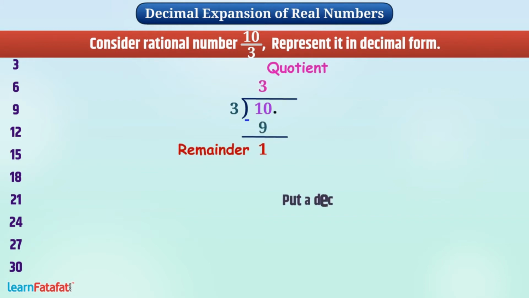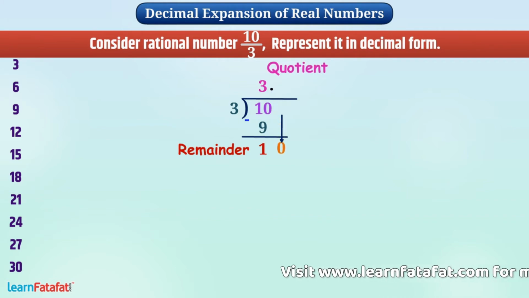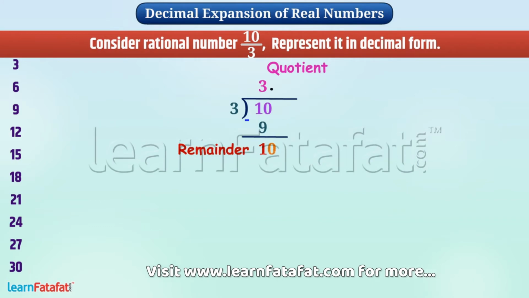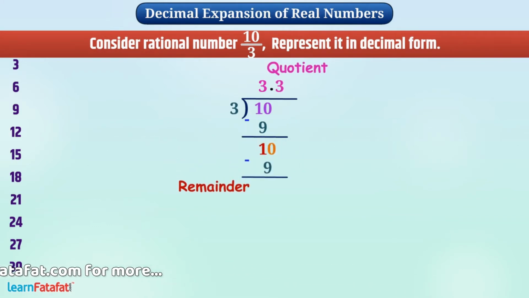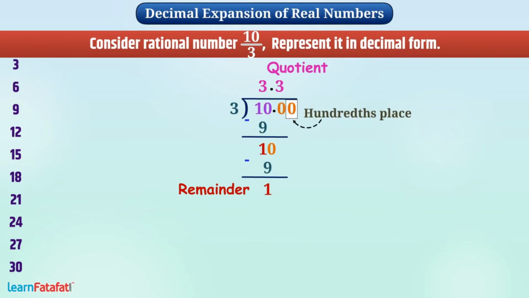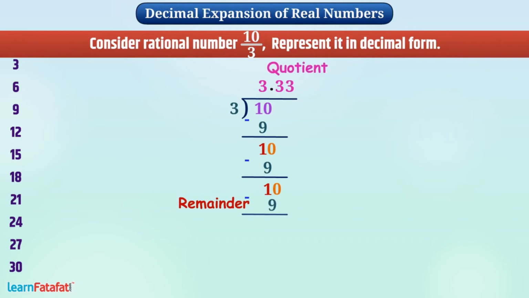Here, we put a decimal point after dividend and write a 0 after it. Similarly, we put a decimal point after the quotient. Now, bring down the 0 to the remainder, the number becomes 10. Dividing 10 by 3, we get quotient 3 and remainder 1. Again, we take a 0 at hundredths place. Bring it down. Again, remainder becomes 10. Dividing 10 by 3 again, we get quotient 3 and remainder 1.